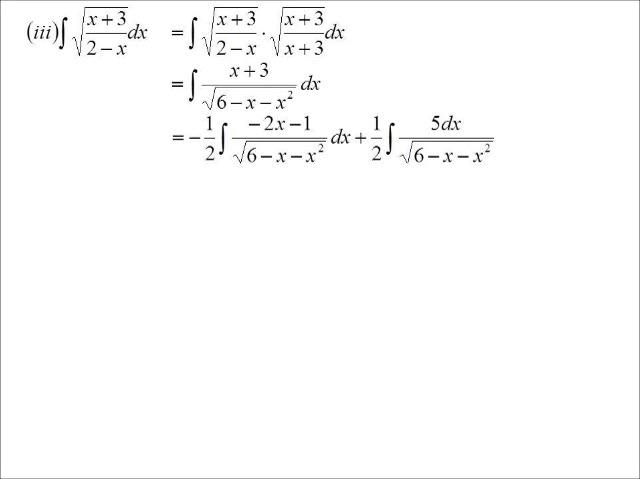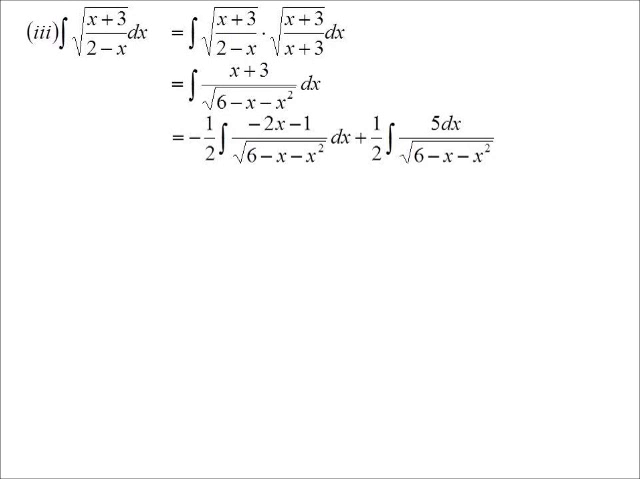The first integral, on the top, I want to put the derivative. So I want minus 2x minus 1. Got to balance it out. Let's have a look at the x's. I've got minus 2x, but originally it was just positive x. So I need to multiply by minus a half to balance that out.